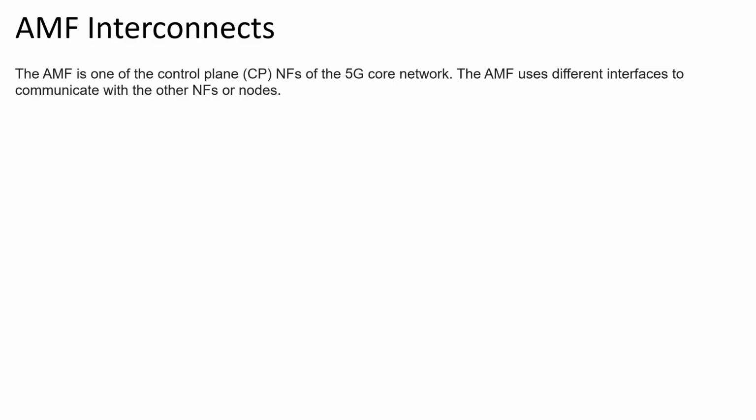AMF interconnects. So as we discussed, AMF is a control plane node. It processes the signaling, registers the subscriber, and also maintains the mobility. It's a complete control plane node, right? And it also talks to different network elements to perform different activities, which will further help the customer to get registered and start receiving the 5G services, right?